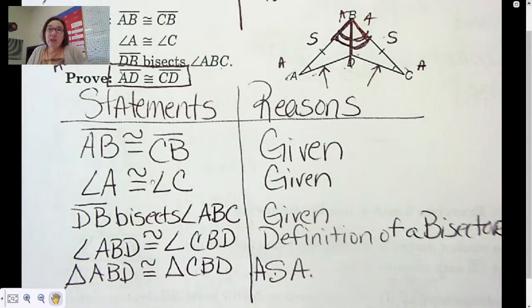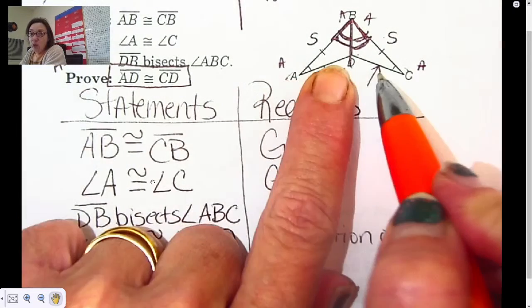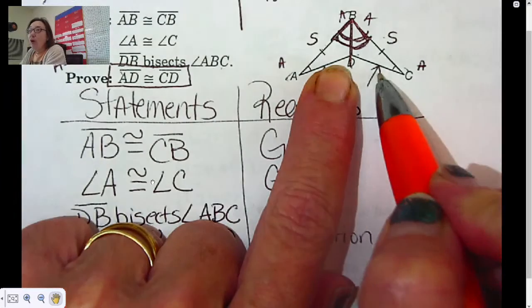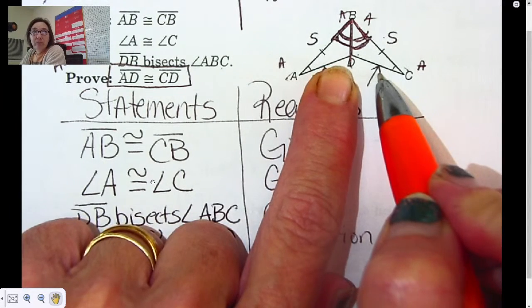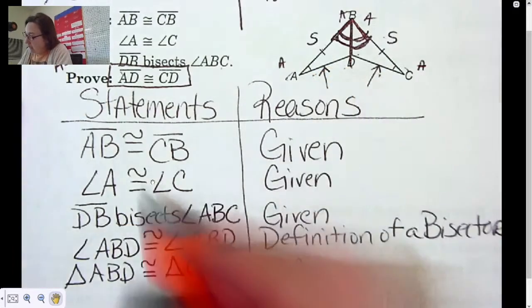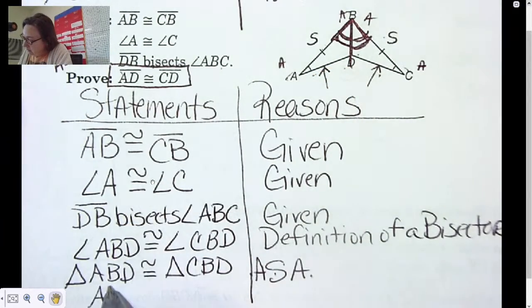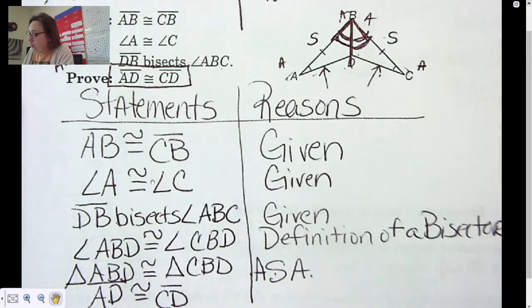Now, remember, that wasn't our end goal. Our end goal is that these two are congruent. But since they are part of those two triangles, what do we know about them? Segment AD and segment CD are congruent because of, does anybody know this reason? If y'all come up with this, I'm going to be so amazed.